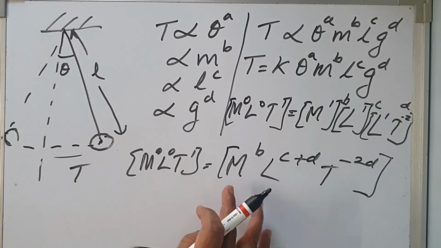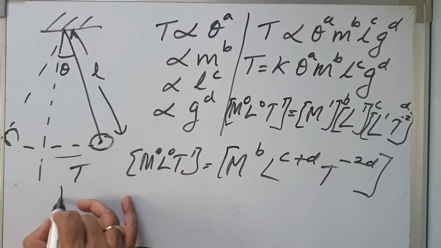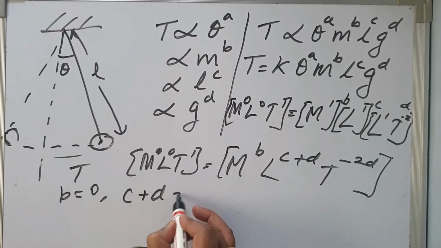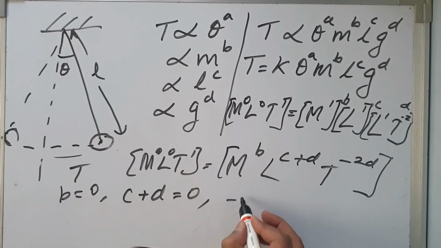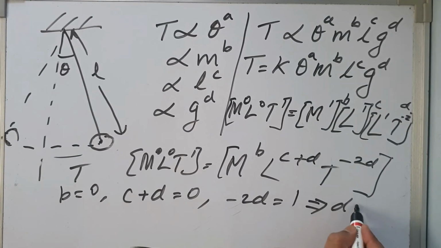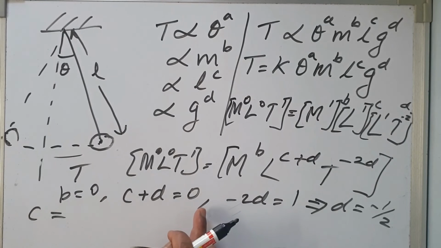If this equation is valid, the dimension of mass on LHS should be the same as that on RHS. That means b equal to 0, c plus d equal to 0, minus 2d equal to 1. That means d equal to minus 1 by 2. If d is equal to minus 1 by 2, what is c? c is equal to minus d. c equal to 1 by 2.